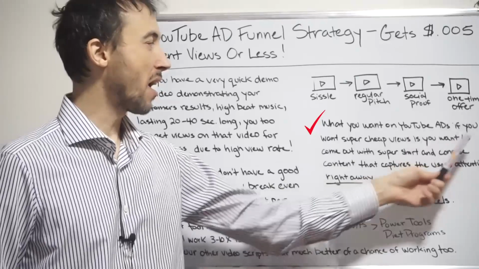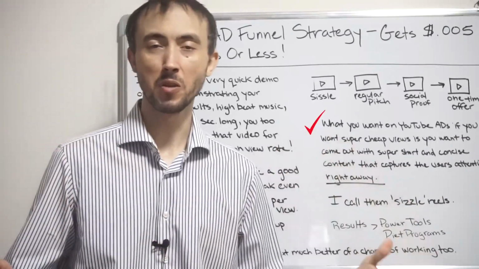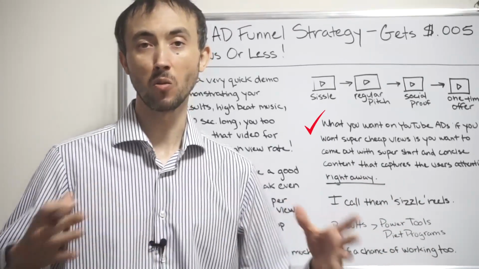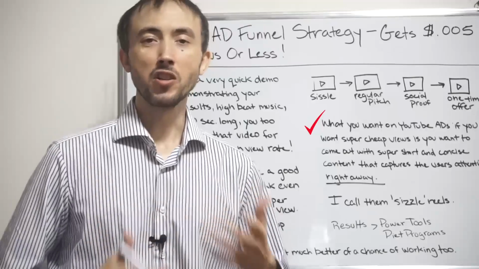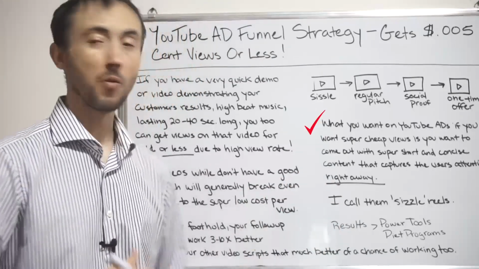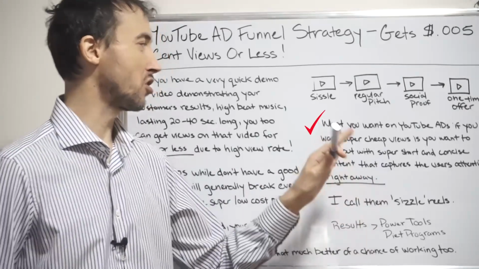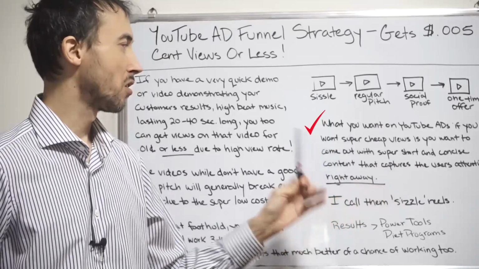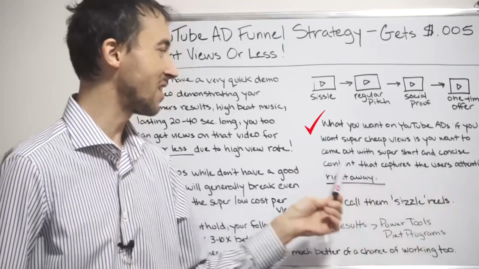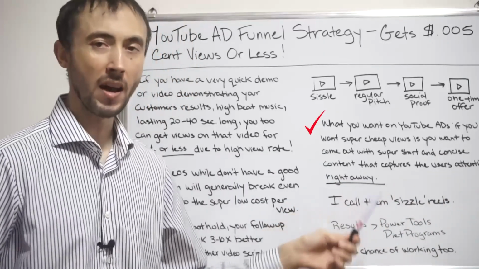So what you want on YouTube ads, if you want super cheap views, and the cheaper the cost per view, the higher your profit is, assuming your video is still of similar quality, because you just have more sales opportunities for what you're paying. To get the cheapest cost per view possible, you want to come out with super short, as we found, super short and concise video content that captures the user's attention right away.